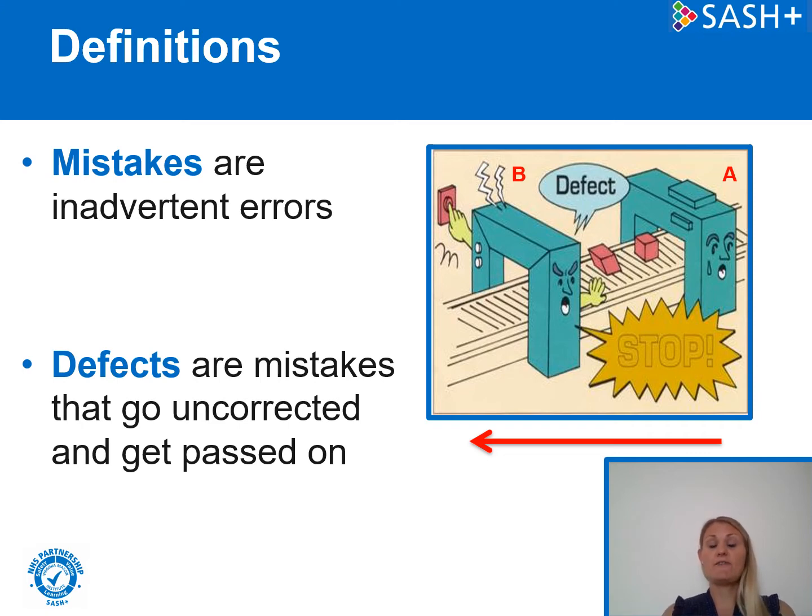Defects, on the other hand, are mistakes that go uncorrected and get passed on. So if we look at the picture, machine A makes a mistake. It gets passed on to machine B, where it becomes a defect. If it had been stopped at point A, then it would have been a mistake.